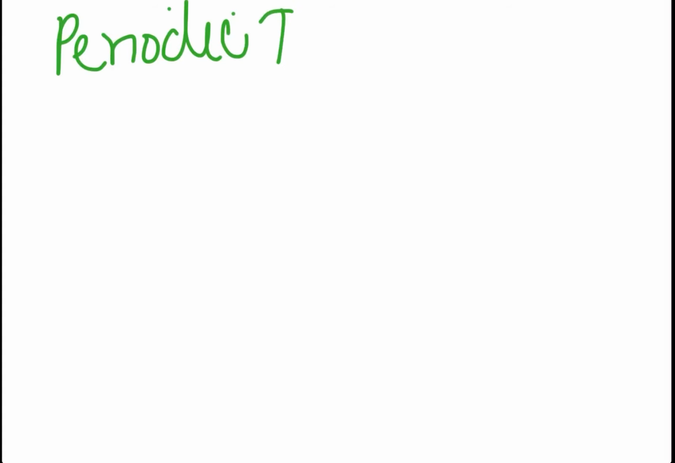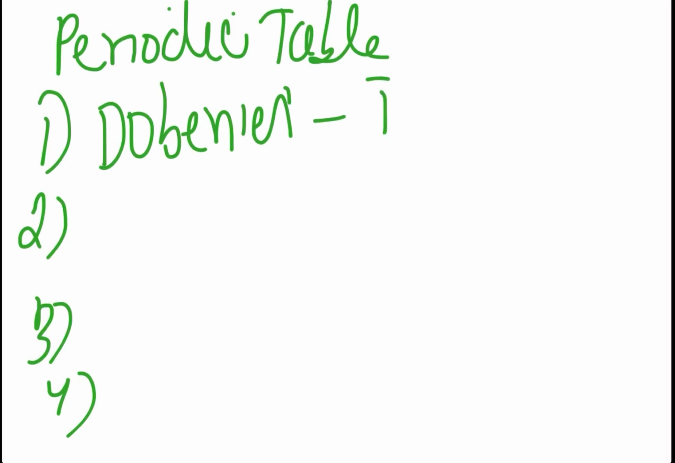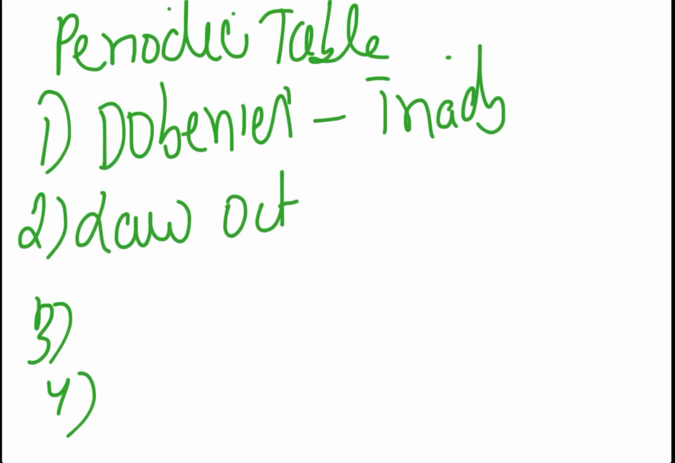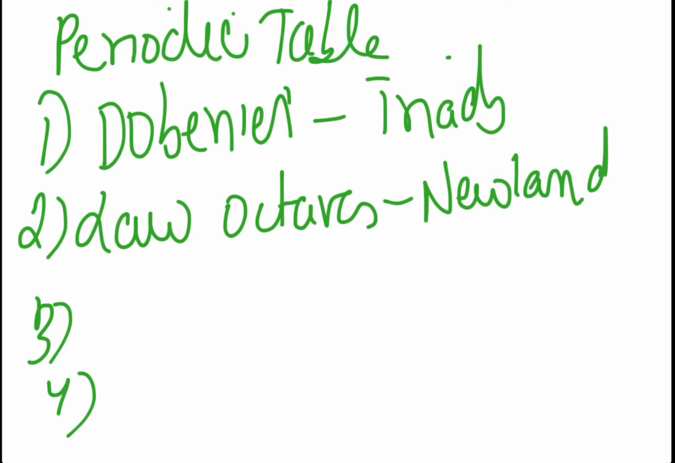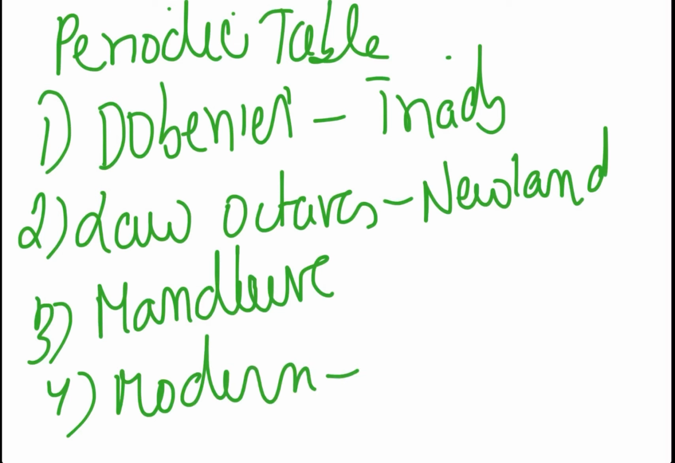Chapter 5 is all about the periodic table, in which you have 4 periodic tables in your syllabus: Dobereiner's triads, then the law of octaves by Newlands, then the periodic table by Mendeleev, and then the modern periodic table by Henry Moseley.